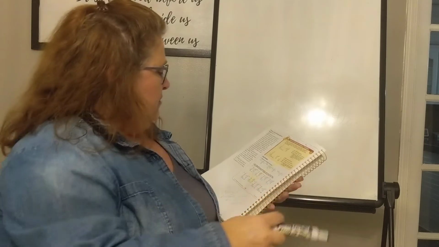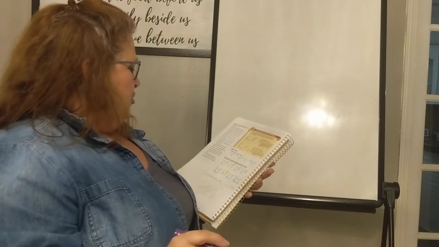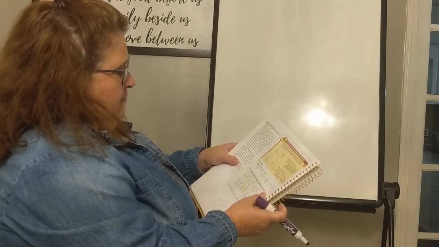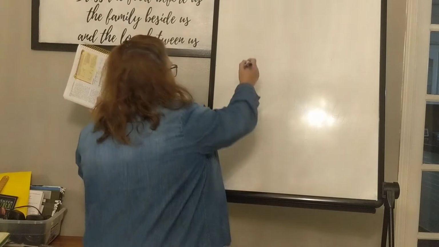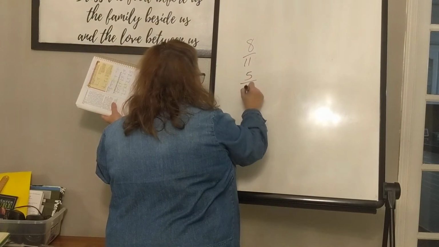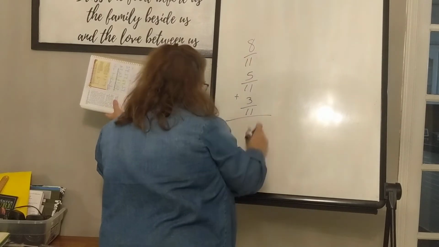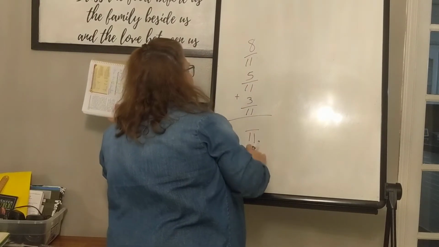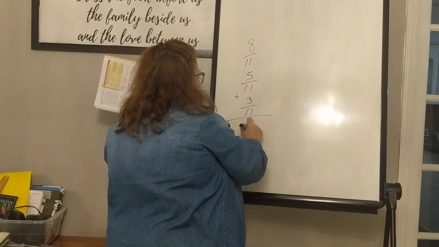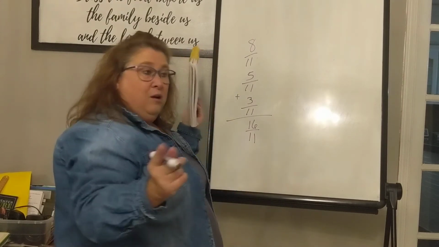Because if you have that understanding, then if we're adding the fractions, go ahead and look at 2a. So we have 8/11 plus 5/11 plus 3/11. We know our denominator is going to be 11, and we're going to add our numerators. 8 plus 5 is 13. 13 plus 3 is 16. So we have an improper fraction. That cannot be our answer.